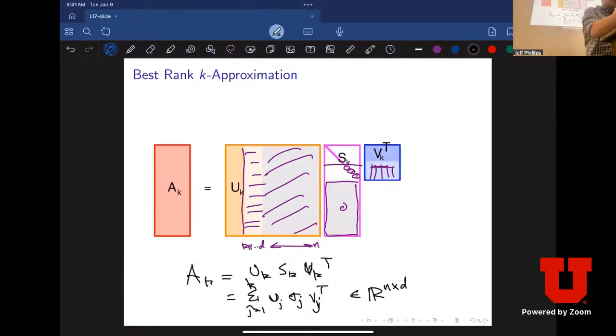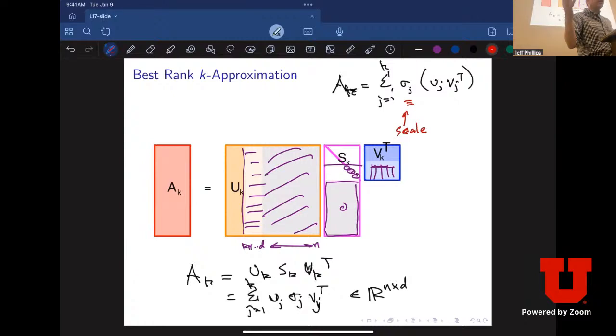Well, I can rewrite this. It would be fine to write A_k as the sum over j equals 1 up to k. I can factor out the sigma_j, because this is the only scalar. So this term has all the scale information. It tells me how important something is. The larger the sigma_j is, the larger this is, the more important that component is. That gives me a weight to it.